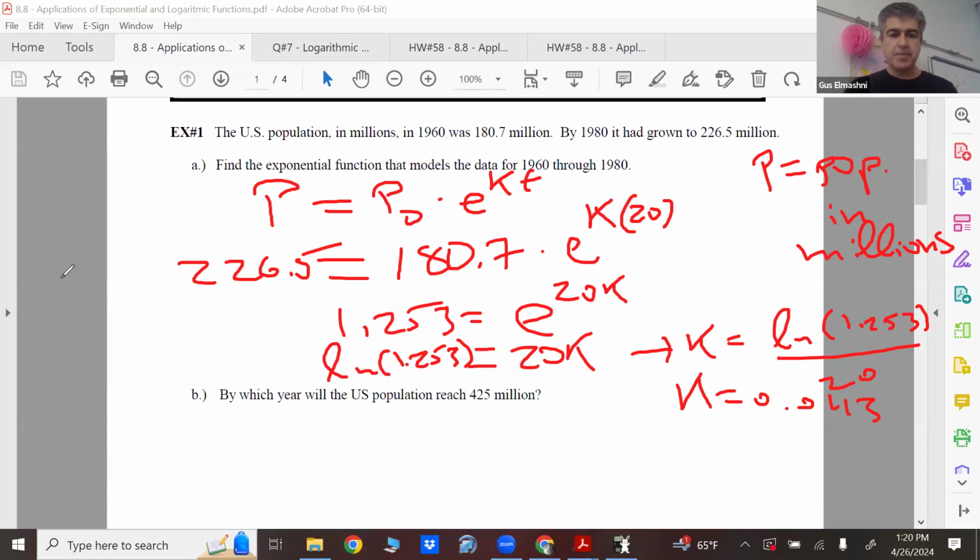So for part B, when will the population reach 425 million people? Okay, so I'll do this again. Now I know my k-value is 0.0113. I've got to solve for time. So I've got to divide both sides by 180.7.